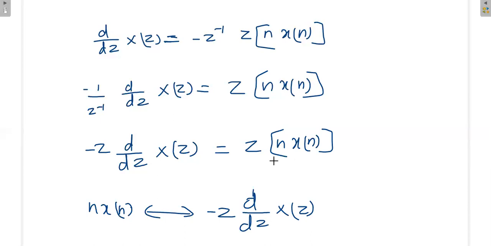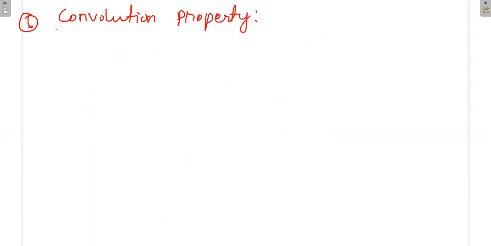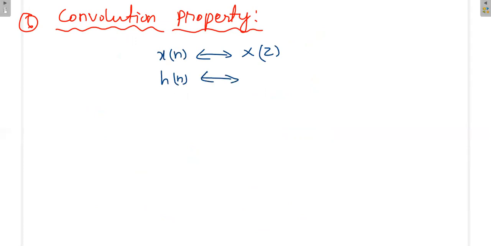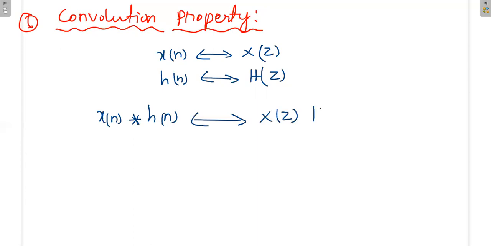So next property is convolution property. Convolution property. X of n z transform is x of z. H of n z transform is h of z. Then what is z transform of x of n convolution with h of n? That is x of z multiplied with h of z. Proof.